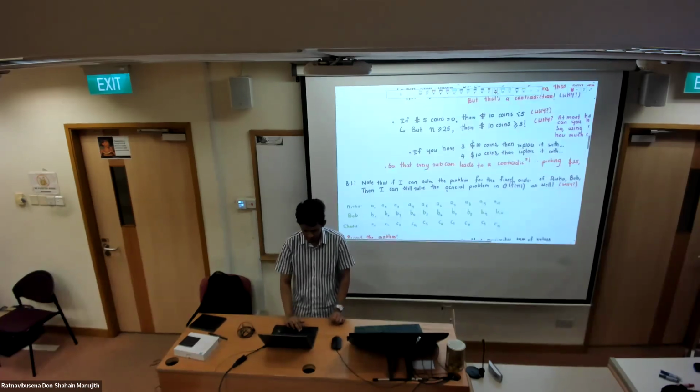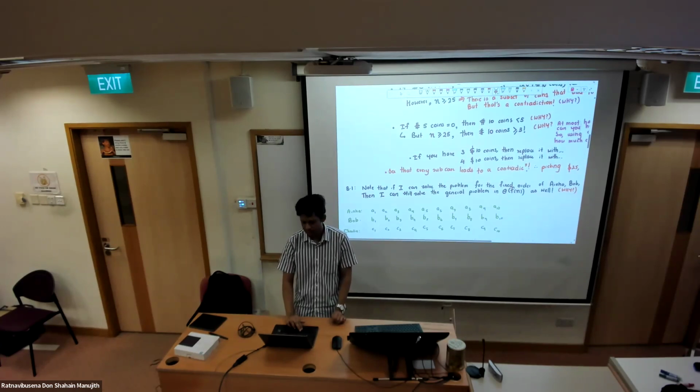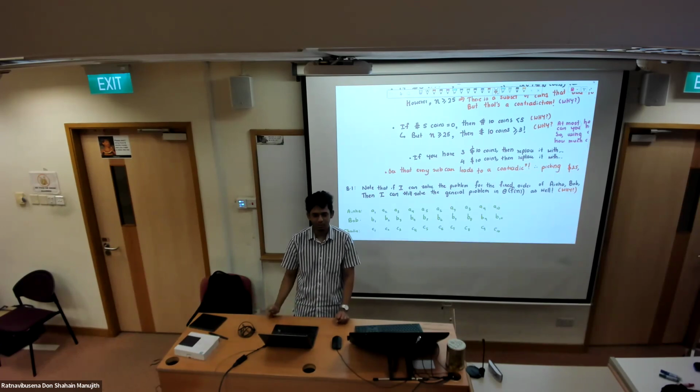Here we have an illustration. ABC. Suppose you have 10 houses, and Aisha has 10 values, Bob also has 10 values, and Charlie also has 10 values.